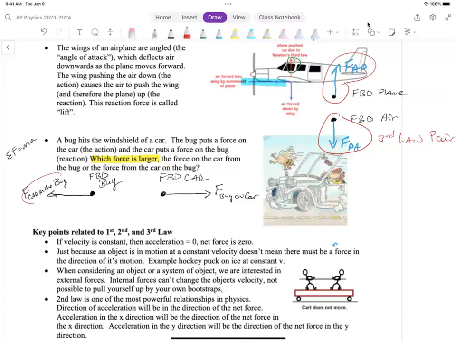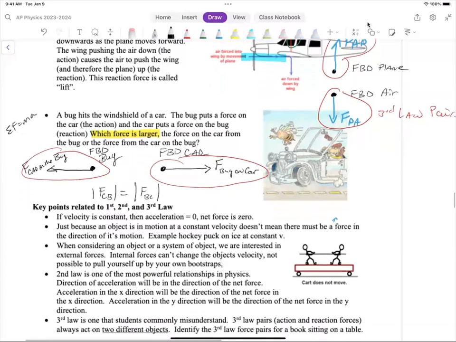They are equal in magnitude, and hopefully you can see they are opposite in direction. So I'm going to say that the magnitude of the force of the car on the bug is equal to the magnitude of the force of the bug on the car. Those absolute value brackets mean the magnitude. So one's negative, one's positive.